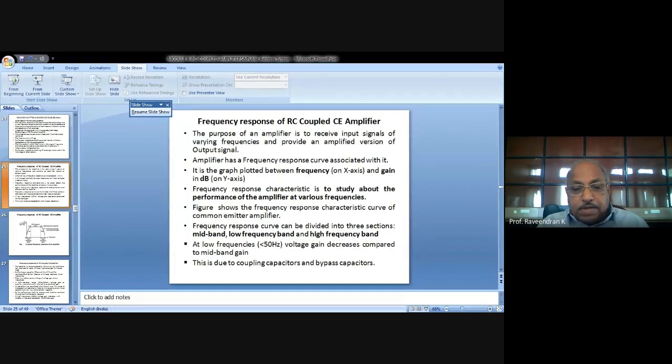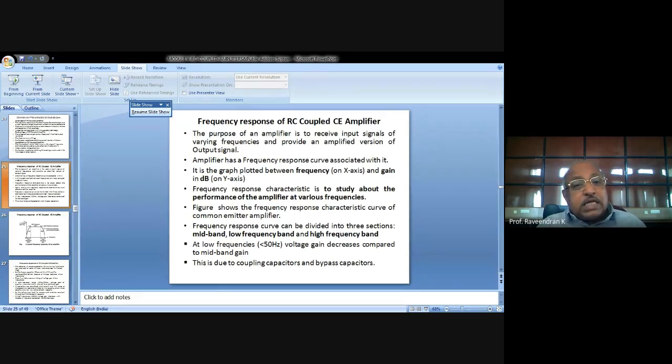The bandwidth B. What is F2? F2 is the upper cutoff frequency. F1 is the lower cutoff frequency. Right? F2 is the upper cutoff frequency, and F1 is the lower cutoff frequency. And again, if you see this particular figure, here this is the lower cutoff 3 dB point, and this is the upper cutoff 3 dB point.